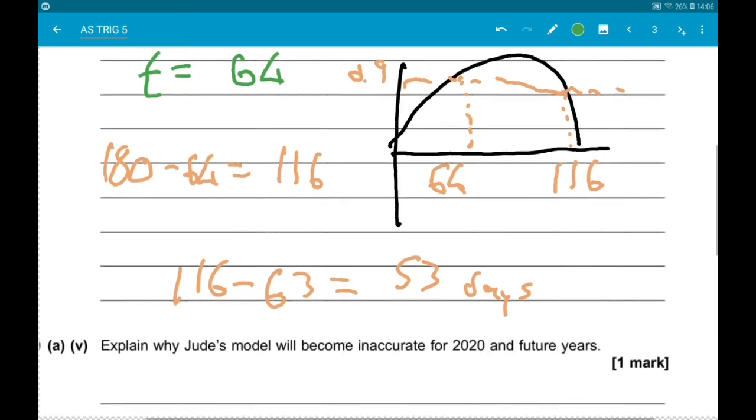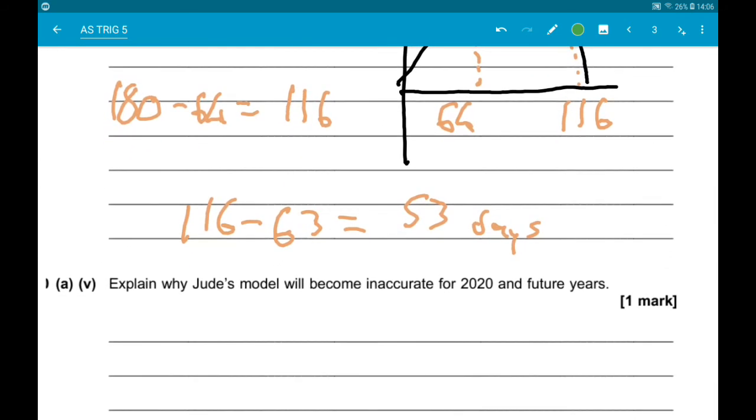Okay, then for part 5, we want to explain why Jude's model will become inaccurate in 2020 and future years. Okay, so the model works on sine of t. Sine has a period of 360, but there are 365 days in a year. So after 360 days, the model starts to repeat itself, so then it's going to fall out of sync with the years passing.